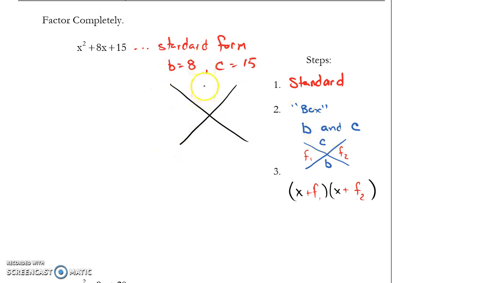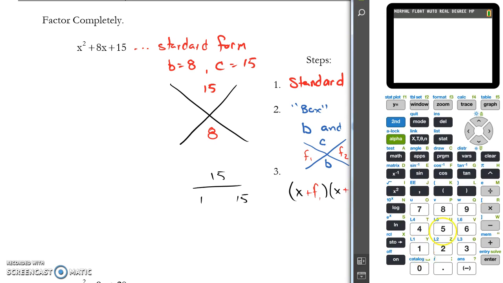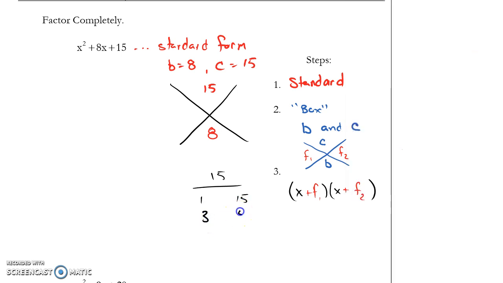C always goes in the top, 15. B always goes in the bottom, 8. I need to know what multiplies to 15 and adds to 8. So I look to see what multiplies to 15. 1 times 15. Now if you don't know these, take your calculator out and just start dividing. 15 divided by 2. If you get a decimal, don't put it on your list. 15 divided by 3. And keep going in order. Oh, 3 is 5. So 15 is 3 times 5.